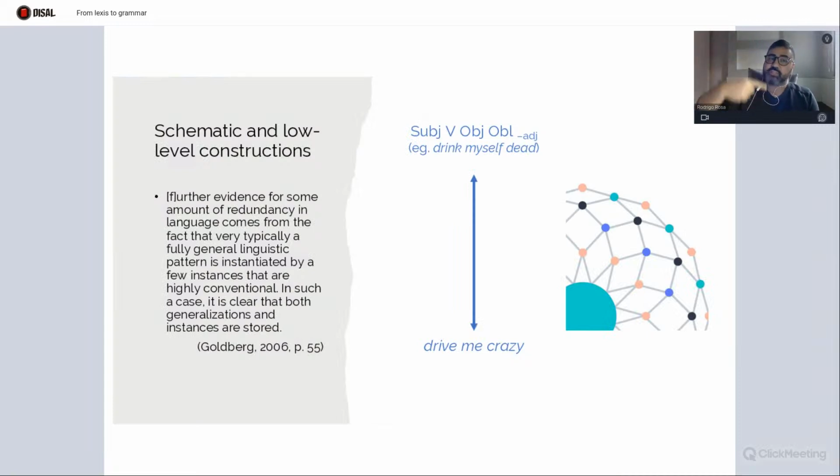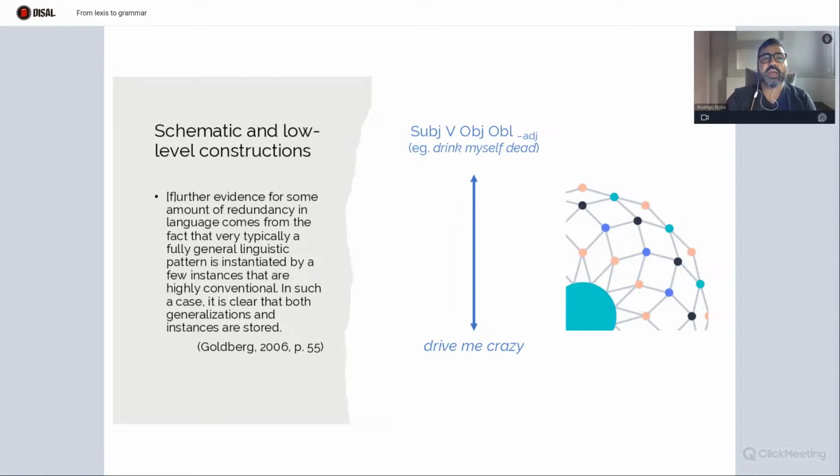So there seems to be a relationship between these things. That is what I'm talking about, right? The relationship between what we call in cognitive linguistics schematic and low-level constructions. Okay, schematic constructions would be these abstract subject, verb, object, oblique arguments on the one hand, and low-level constructions would be the chunks of language. Okay, there seems to be a relationship which I'm going to explain to you in a minute.